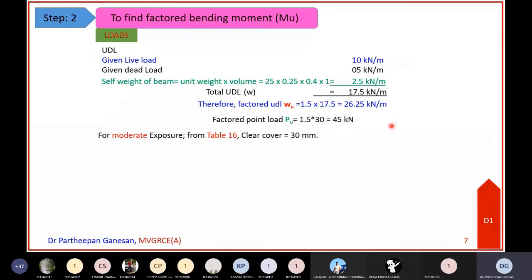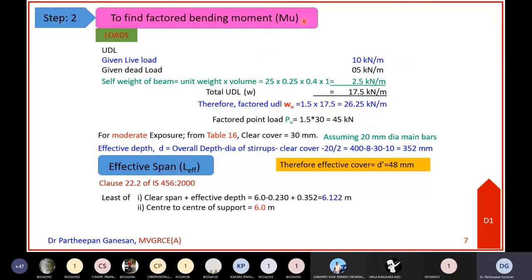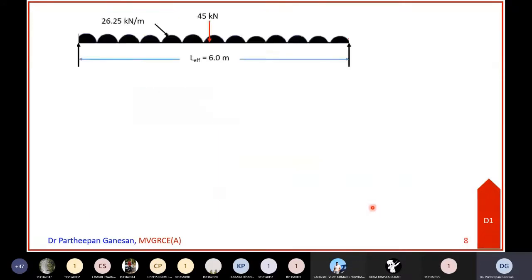Now, because moderate exposure condition is given, all those things you are doing. Finally, to find out the bending moment, you need the effective span. So effective span is also found here. Finally, effective span is 6 meters, and these are the total loads. Now, you know the loading on the beam and the effective span. To draw them in a graphical manner, this is the effective span, 6 meters. Total factored UDL is 26.25 kilonewton per meter, and the midpoint load is 45 kilonewton. That is again the factored point load.